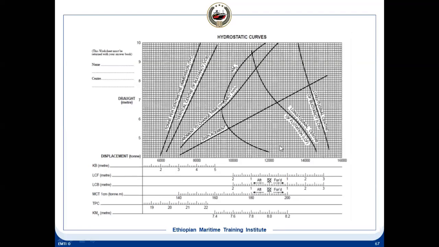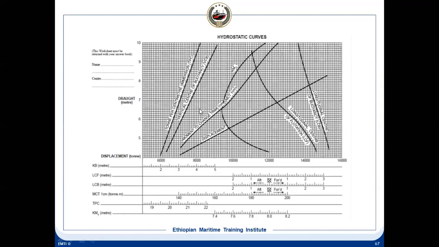And this one, how do we read it? Suppose we have a displacement. From that displacement, we can find out the draft. Or we have a draft, and from the draft, we can find out the displacement, as well as other information also. Horizontally, we have the displacement, and the vertical axis is draft.